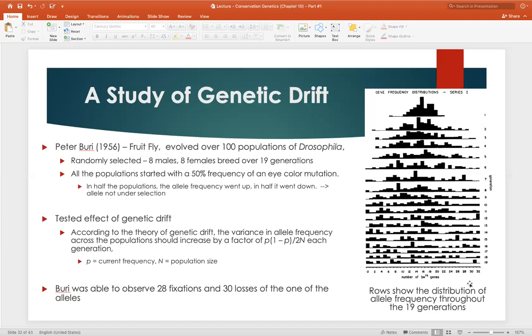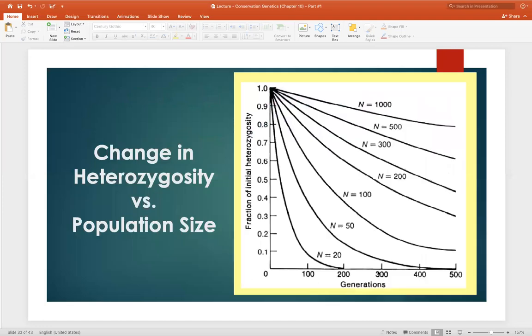One thing that was noted through the study is that there was a faster fixation of one allele in comparison to another, showing that one of the eye colors seemed to prevail over the other. In this study, one of the things that was observed as well is he observed a total of 28 fixations and 30 losses of one of the alleles over the 19 generations, which is very interesting to take a look at. And this may lead you to think about how that corresponds the fixation versus the loss rate with regards to changing heterozygosity.